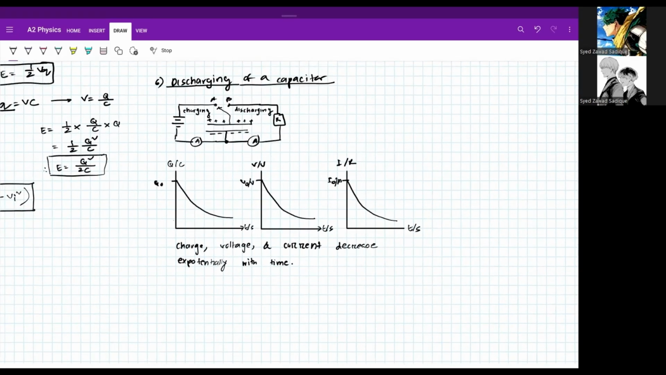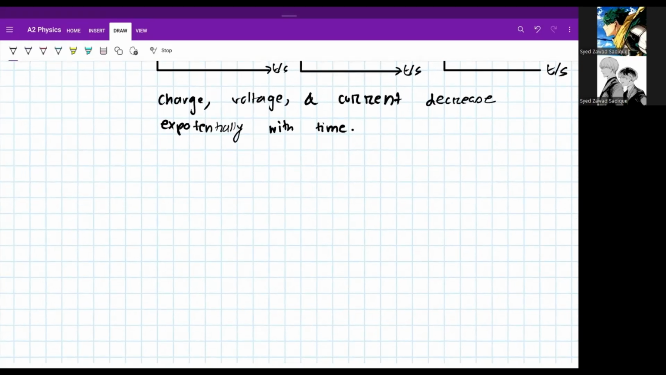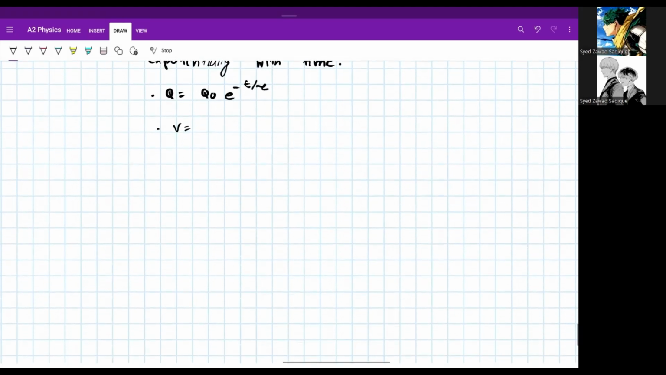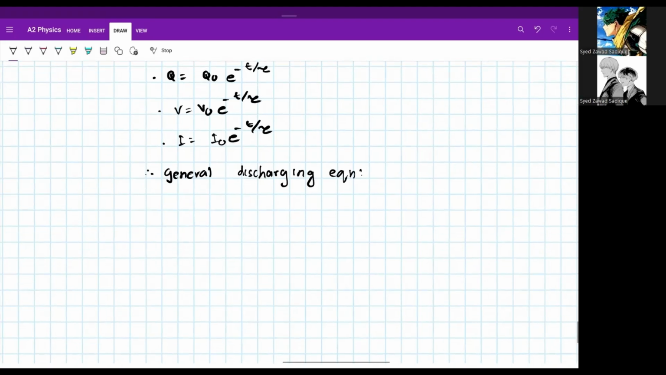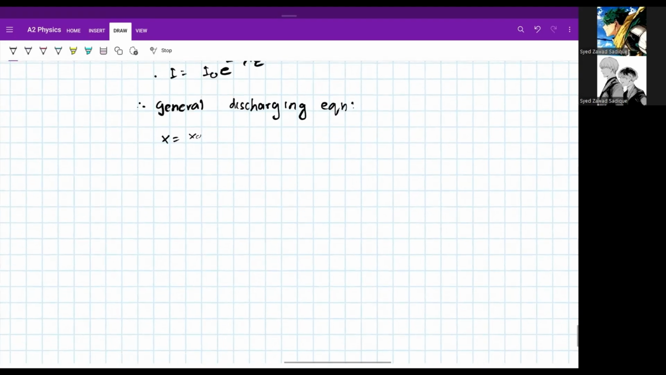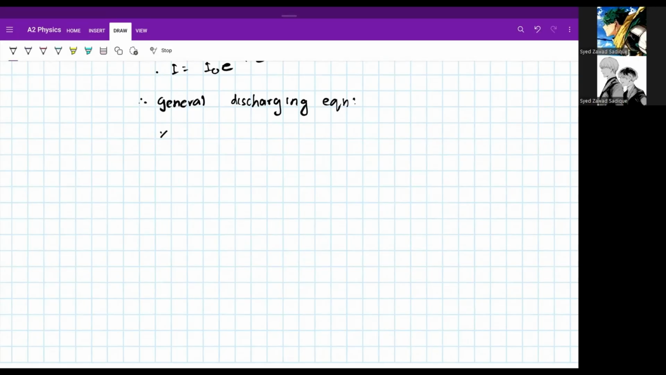Okay, what else is left? Oh, right, now for the formulas. So the formulas are Q is equal to Q naught, e to the power minus t by time constant. V is equal to V naught, e to the power minus t by time constant. And I is equal to I naught, e to the power minus t by time constant. Therefore, the general discharging equation is x is equal to x naught e to the power minus t by time constant.